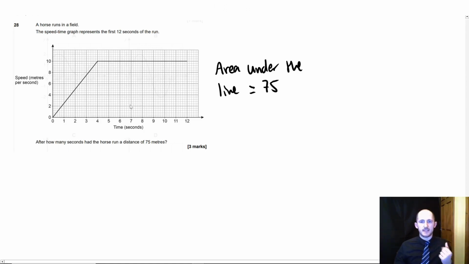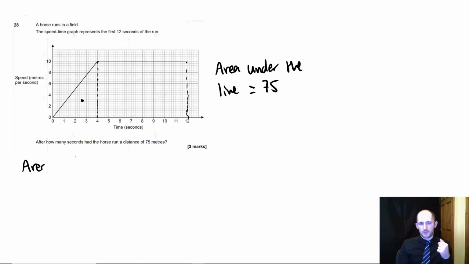There is a slightly easier way. I would break this up into a triangle and a rectangle. I'd work out the area of this triangle, subtract that distance, and then I'd work out how much more distance I would need. So let me go through that because I'm pretty sure I fumbled that explanation.